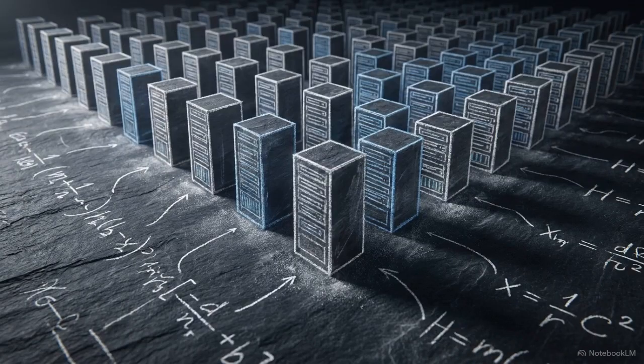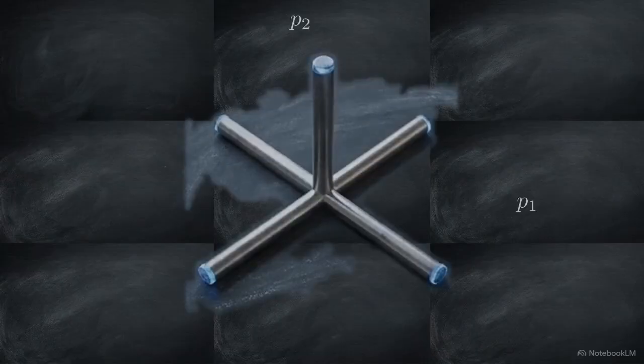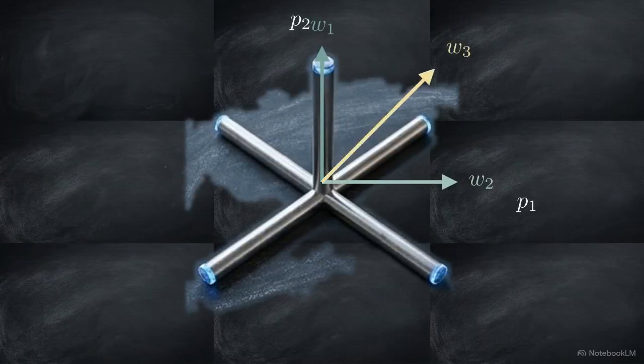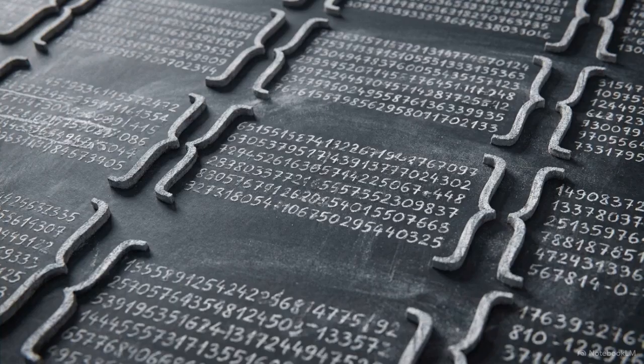Moving from a single neuron to an entire network layer introduces a structural risk. If the weight vectors assigned to different neurons are correlated, the network processes redundant information. This creates linear dependence. If one weight vector is a linear combination of other vectors in the network, it occupies no new dimensional territory. Eliminating redundancy leaves a basis, a set of independent vectors that span the target space without overlap.